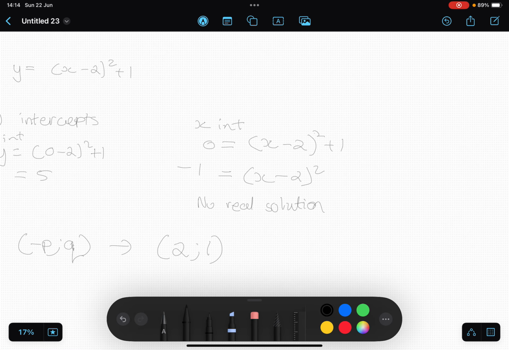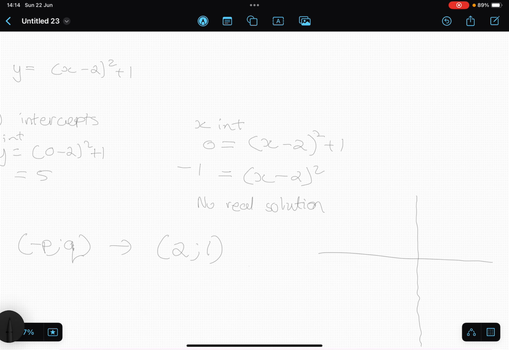Let's just do a small plot on the side here. Sorry, let me make space so you can see. Right, so we know our turning point is (2, 1). So x is 2 and y is 1, so that's up here somewhere. Our intercept is 5.